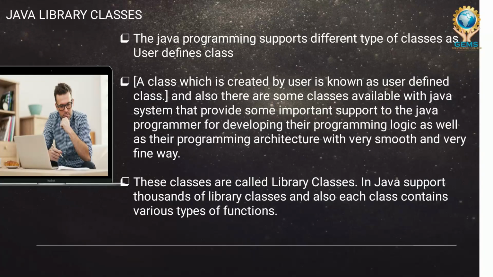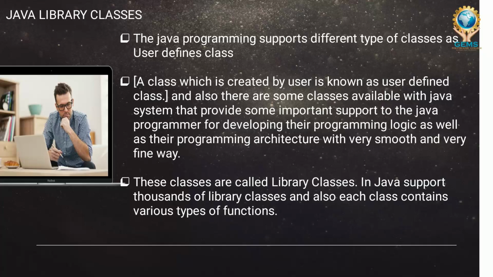So Java programming supports different types of classes, such as user-defined classes. Java supports user-defined classes and, second, default classes. These class libraries are default; they are not defined by the user. A class which is created by the user is known as a user-defined class. Also there are some classes available with the Java system that provide important support to Java programmers for developing their programming logic as well as their programming architecture in a very smooth and fine way.